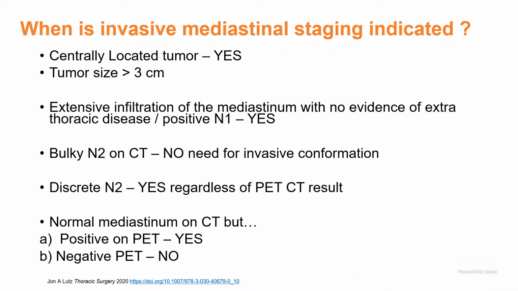When is invasive mediastinoscopy for mediastinal staging indicated? Centrally located tumor, yes. Tumor size more than 3 centimeter, yes. Extensive infiltration of the mediastinum with no evidence of extrathoracic disease or positive N1 disease, yes. Bulky N2 on CT, no need for invasive confirmation. Discrete N2, yes, regardless of the PET CT result. Normal mediastinum on CT but positive on PET, yes, we should do mediastinoscopy.